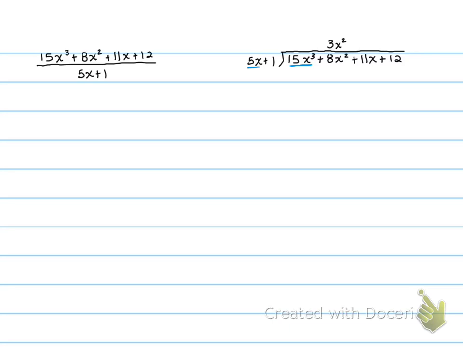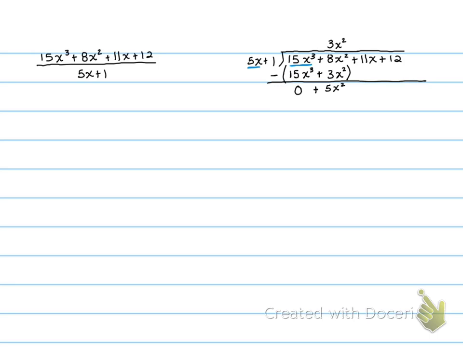So now we'll do multiplication. So 3x squared times 5x is 15x to the third. And then 3x squared times 1 is positive 3x squared. The whole thing goes in parentheses, and we subtract. So 15x to the third minus 15x to the third is 0. 8x squared minus 3x squared is a positive 5x squared.